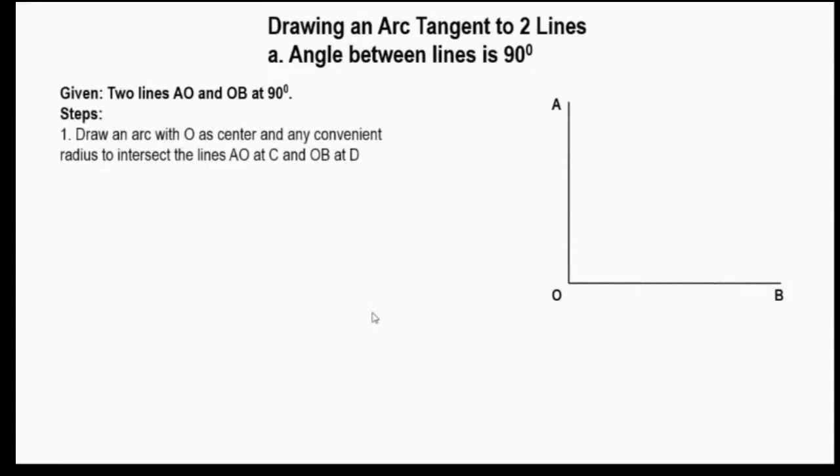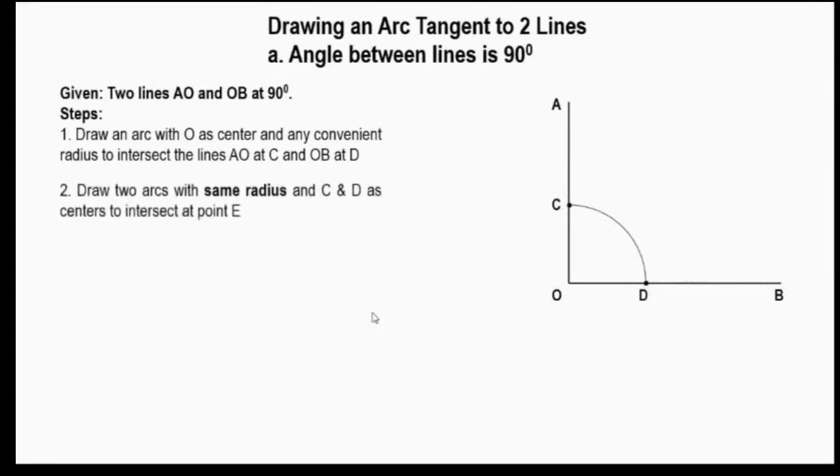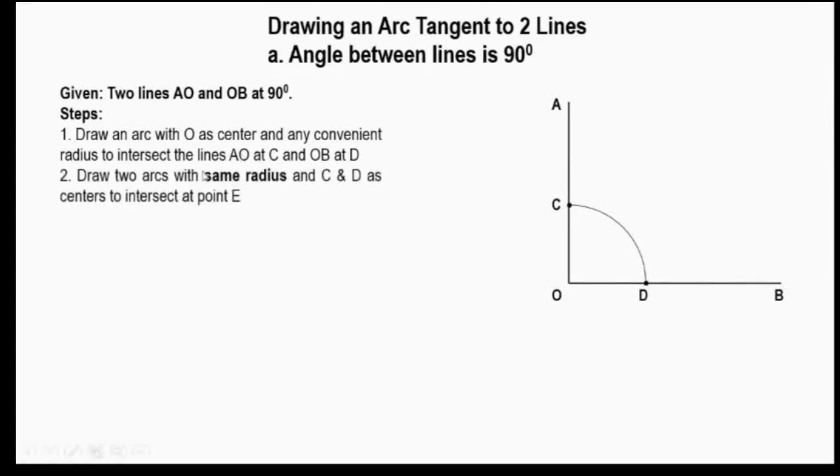Starting with drawing an arc with O as center and any convenient radius to intersect the lines AO and OB at C and D. This is what we did when we trisected this right angle. Then with the same radius and C and D as centers, draw two more arcs. These two arcs will intersect at another point E.